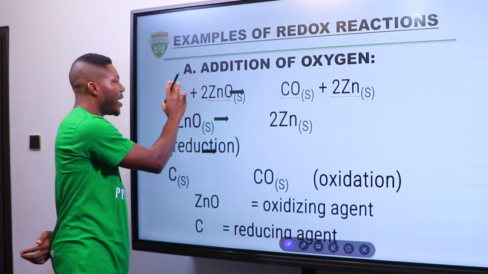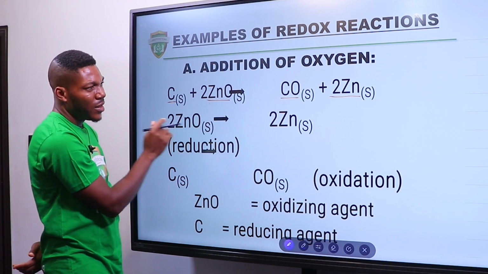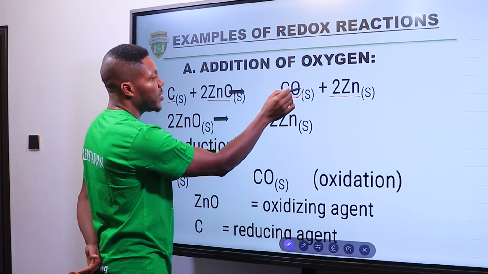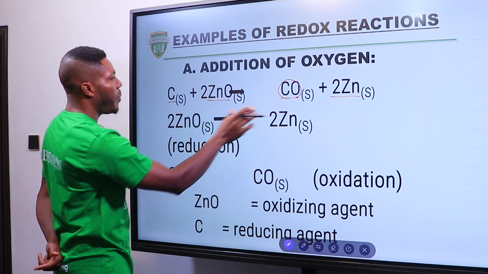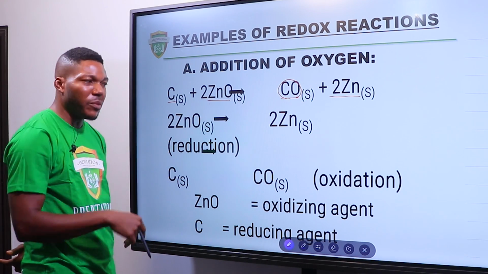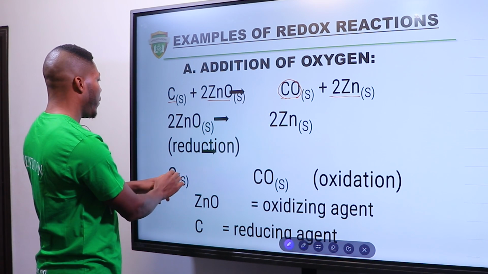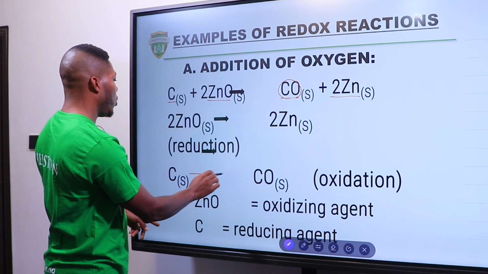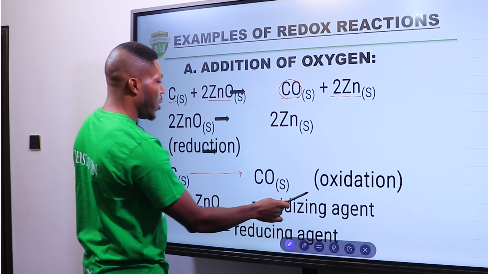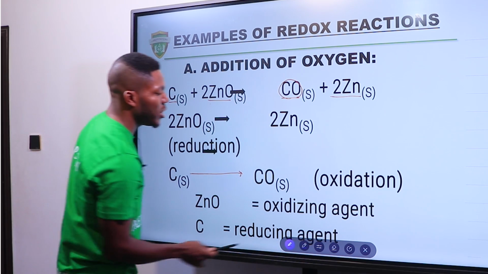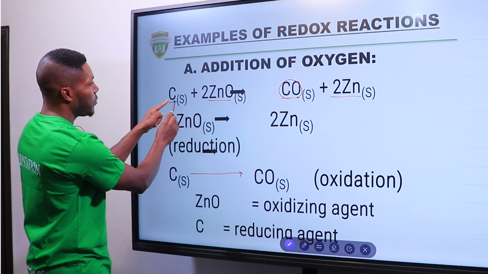Carbon on the reactant side is without oxygen. All right? But what happened at the products? There is an attachment of oxygen to it. So at this point, which part of the reaction is the oxidation process? From carbon to carbon oxide is the oxidation process, because oxygen is added to carbon from this point to this point.